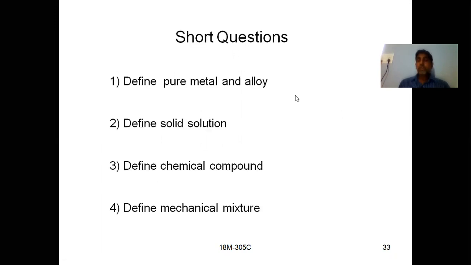If you see the short questions, very, very important. Define pure metal and alloy. What do you understand by pure metal and what do you understand by alloy? In the initial slides, we have discussed the definitions for pure metal and alloy. What is meant by solid solution? And chemical compound and mechanical mixture. All four questions are very, very important. You can put a star mark on all four questions because they are very important in the examination. Define solid solution, define chemical compound, define mechanical mixture, and what is the difference between pure metal and alloy. You should be able to explain these things clearly.